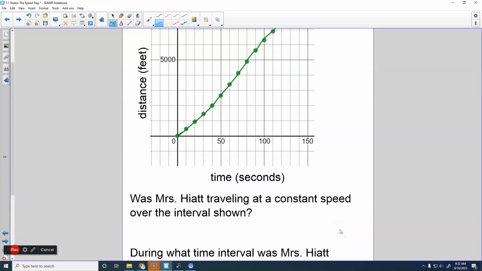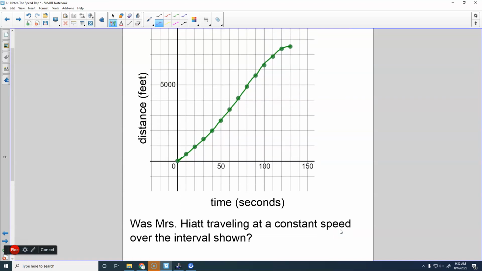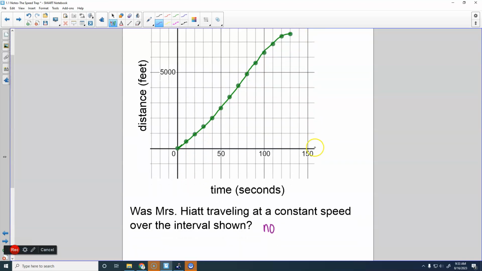So, was Miss Hyatt traveling at a constant speed over the interval shown? So over the whole interval from 0 to, what does it go to, 130 seconds, was my speed constant that whole time? No, it was not. That's a definite no, because if it was constant, what would the line look like? Straight. Straight as an arrow. Now, it's not super curvy, but it's not a constant speed.